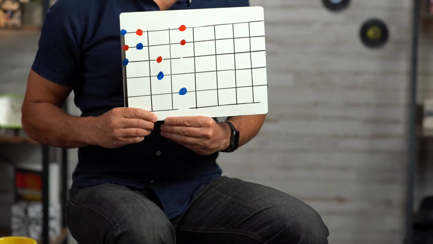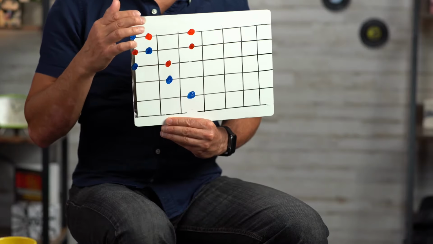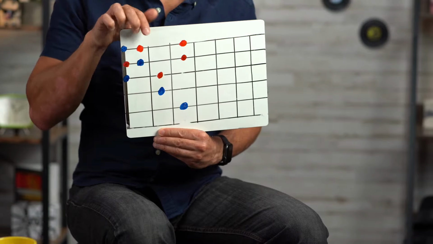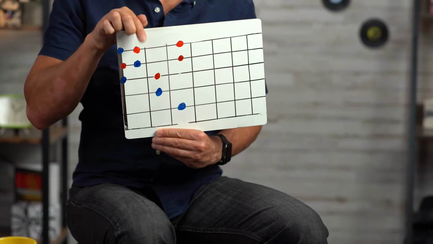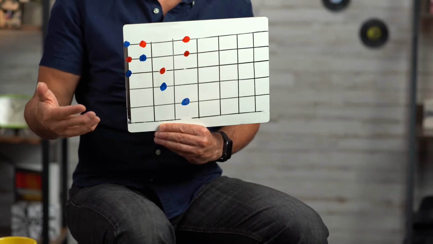Now, these notes on the top that are in red are notes that are within the scale, but they're not notes that are within the chord. But they are notes that I'm going to use to embellish the melody here.